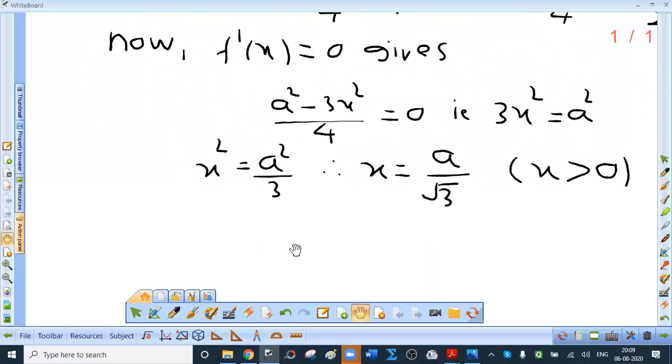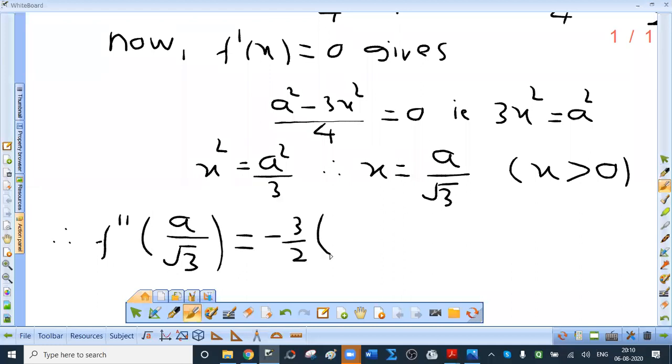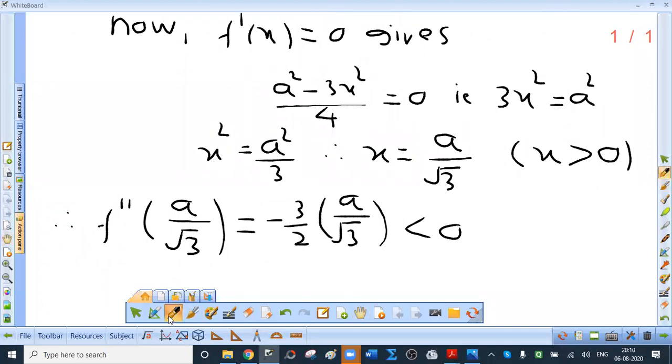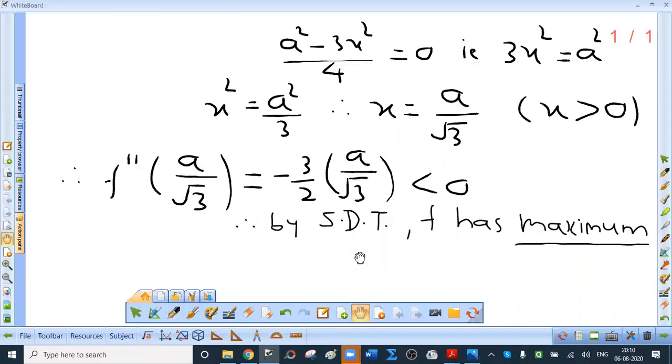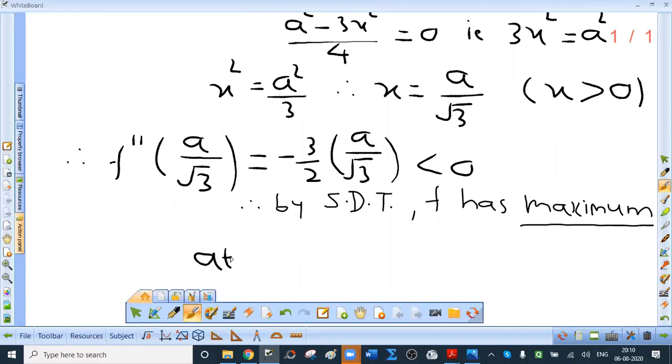Now at this point, we have to verify whether second derivative is positive or negative. So what is f double dash of a upon root 3? Put this in f double dash of x. What is f double dash of x? It is minus 3 upon 2 into x. So minus 3 upon 2 into a upon root 3. Clearly, this is negative, less than 0. So you have to write the full form: by second derivative test, function has maximum at x equal to a upon root 3.